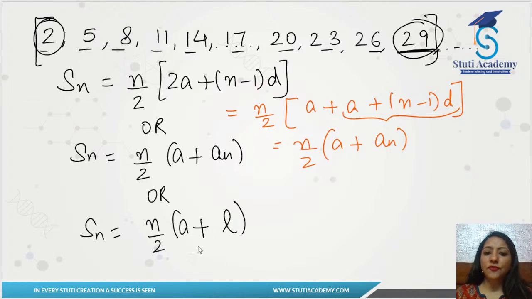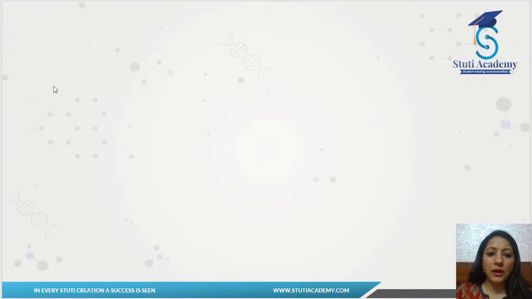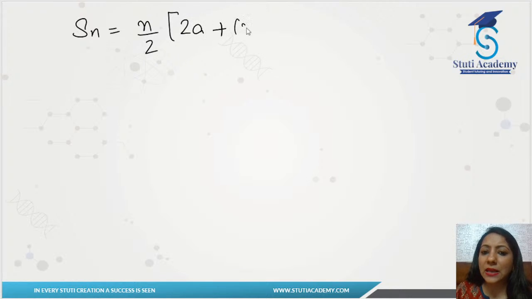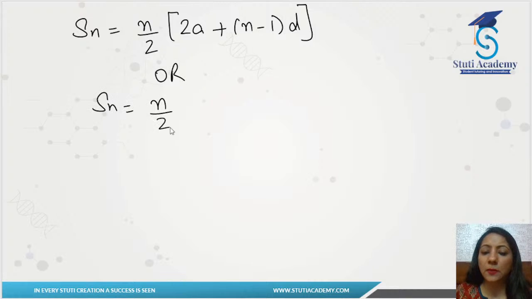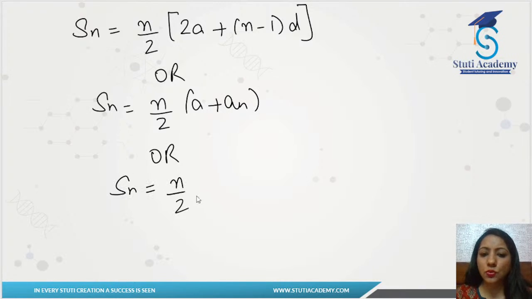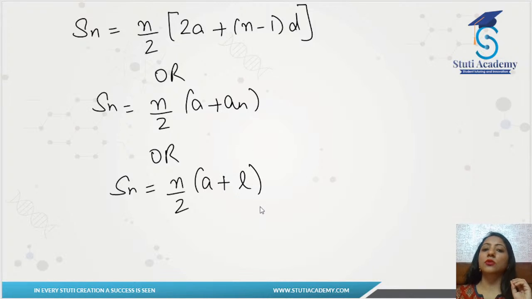So these are three formulae for writing the sum of n terms of the AP. I'll just write it down again for you. The first one is Sn equals n by 2, 2a plus n minus 1 into d. Or you can use Sn equals n by 2, a plus an. Or you can use Sn equals n by 2, a plus l. So you can pick up any one of these formulae according to the question.